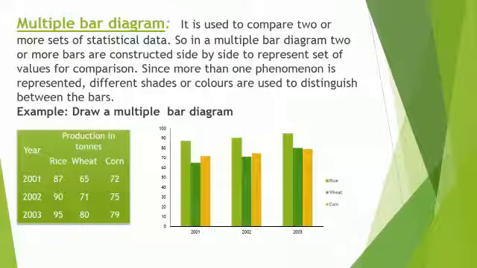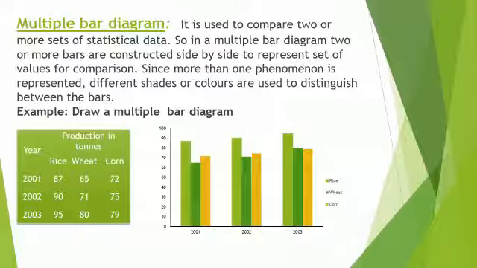Example is given. Draw a multiple bar diagram. The years are 2001, 2002, 2003, but the statistical data is three sets, more than one: rice, wheat, corn. If only rice were there, we could apply the simple bar diagram. But rice, wheat, and corn, three sets of statistical data, are there, so we have to apply the multiple bar diagram.